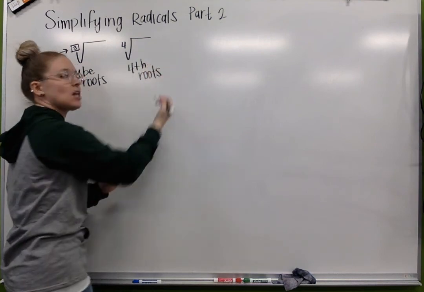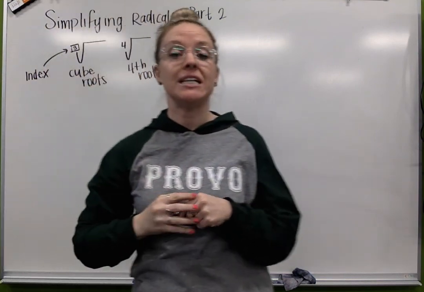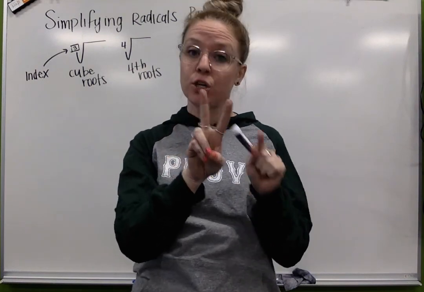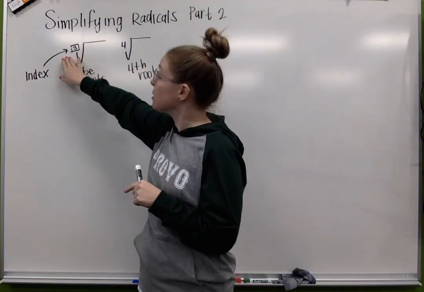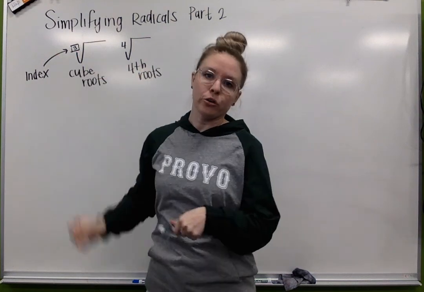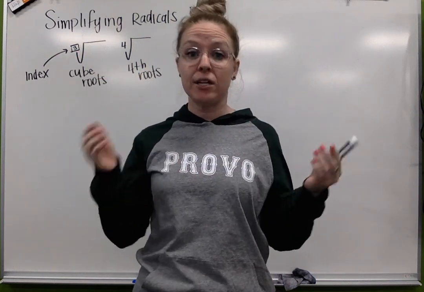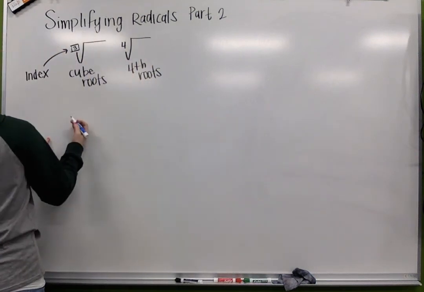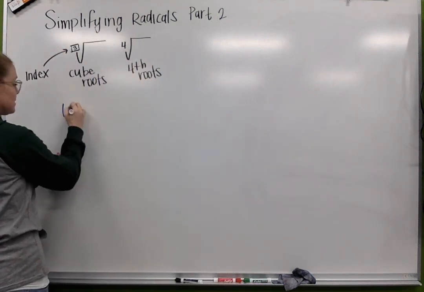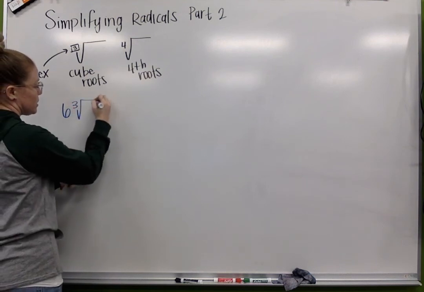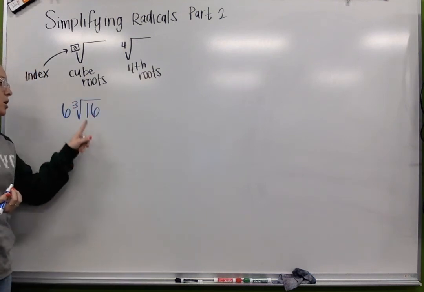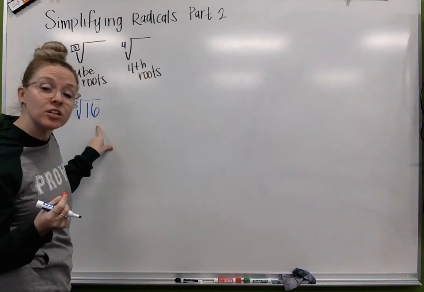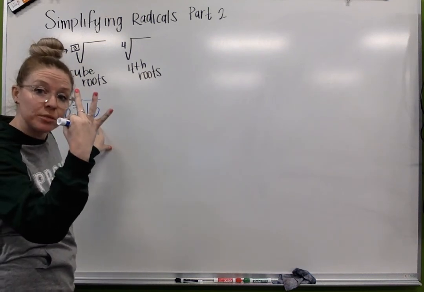The cool thing is the process is still the same as with our square roots, but instead of looking for groups of 2 or repeats, we're going to be looking for groups of 3 or groups of 4. So we're just going to dive in and look at some examples. My first example is 6 cube root of 16. With this cube root, that tells me I'm looking for any factor that repeats 3 times.